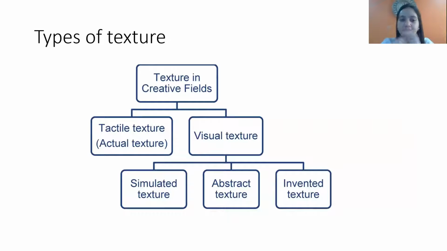Like I have already explained, textures are basically divided into 2 categories. One is the actual texture or the tactile texture, which we can touch and feel, and the other one is the visual texture, which we can identify by seeing. Again, we are going to subcategorize visual texture into 3 subcategories. One is the simulated texture, another one is the abstract texture, and the third one is the invented texture.